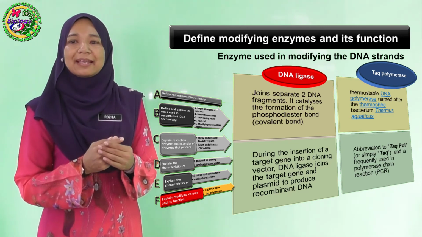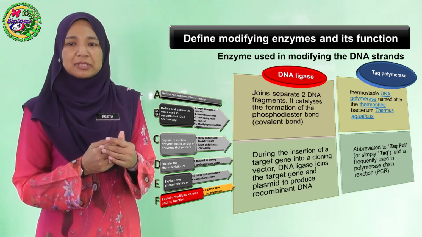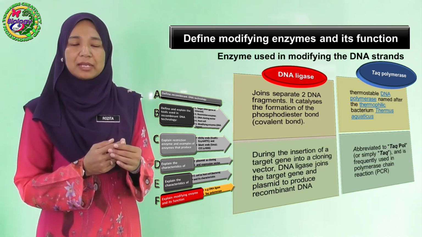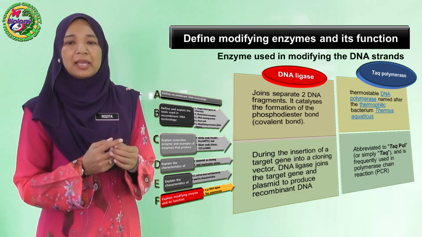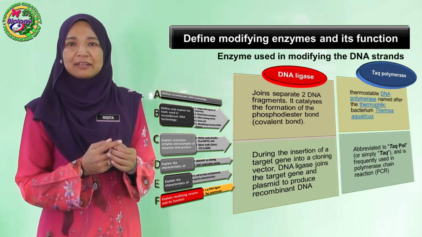Another modifying enzyme is Taq polymerase. It is a thermostable DNA polymerase, named after the thermophilic bacterium Thermus aquaticus, and is frequently used in the polymerase chain reaction, or PCR.